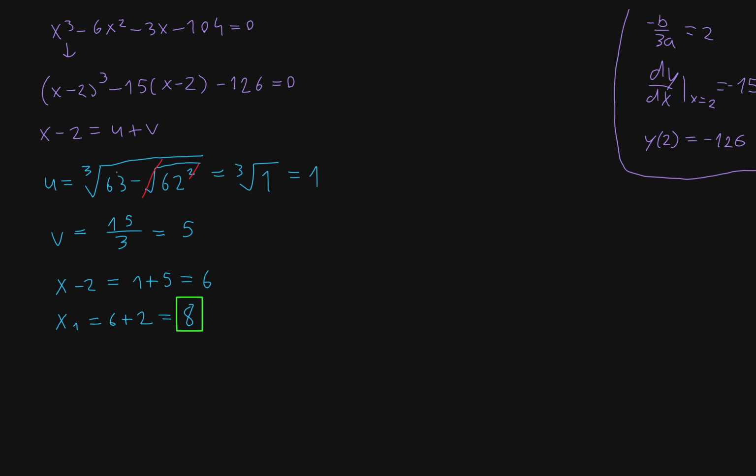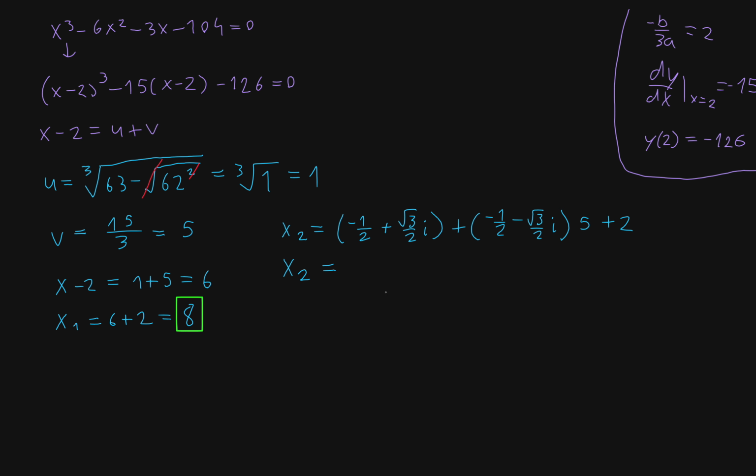Now, for our complex solutions, x2 is going to be equal to negative 1 over 2 plus root 3 over 2 i times 1, so that's just times itself, plus negative 1 over 2 minus root 3 over 2 i times 5. And then plus 2 basically at the end. This is going to simplify.